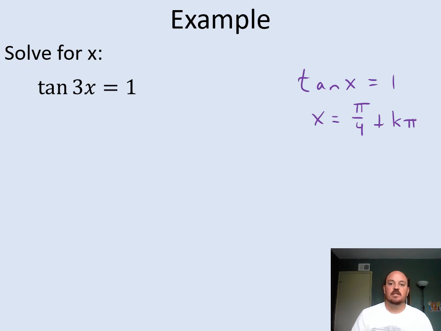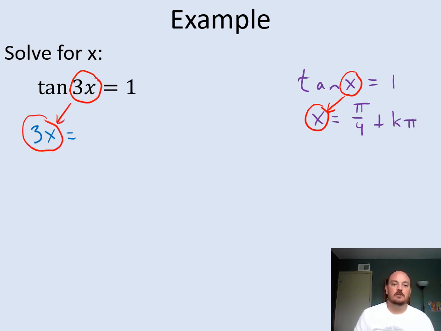Now what I want you to notice here is that this angle x is the angle that you are solving for. That's what goes right here. So if you go back to your original question, we're going to solve it the exact same way, but we're going to be solving for 3x instead of x. Because again, this angle here is what goes here. It's what you're solving for. But then the question is the same. You're still asking yourself, where on the unit circle does tangent equal 1? And that would be pi over 4. And then, because we're doing all solutions, you would do your plus k pi.